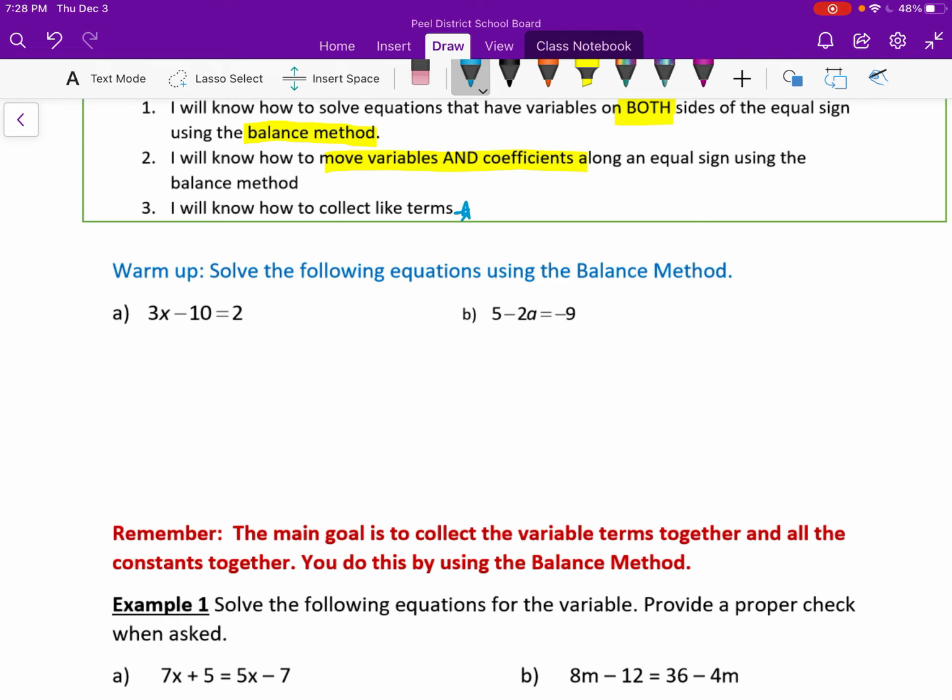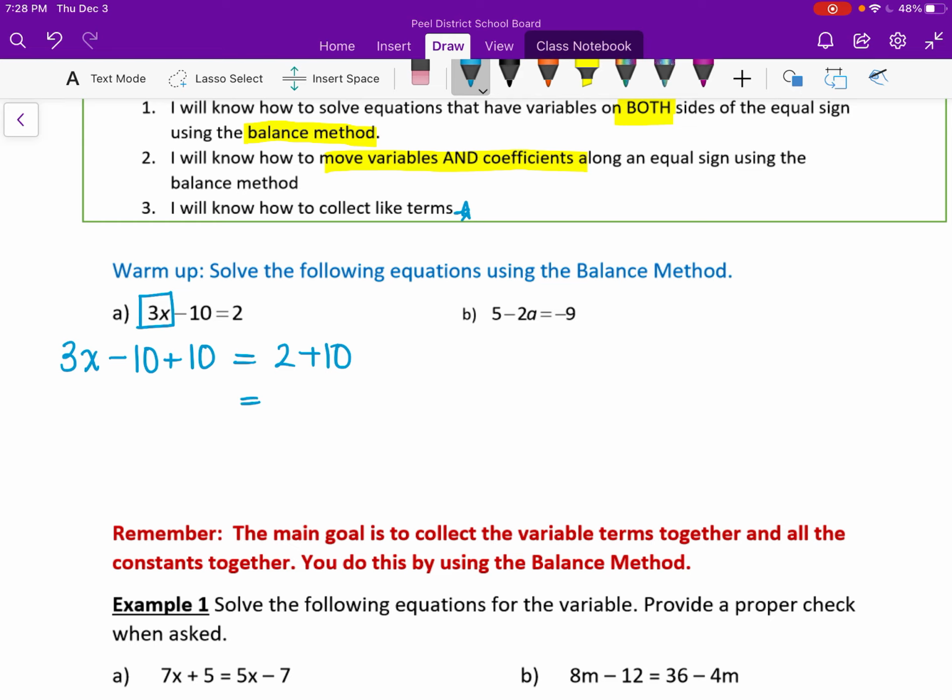So with this a, you have 3x minus 10 equals 2. The first thing you want to do is get this 3x on its own. So I'm going to do 3x minus 10. In order to get rid of the minus 10, I'm going to have plus 10, because negative 10 plus 10 is equal to 0. Then whatever I do to this side, I have to do to this side. So I'm going to do 10 plus 2. I'm just going to add the 10 at the other side.